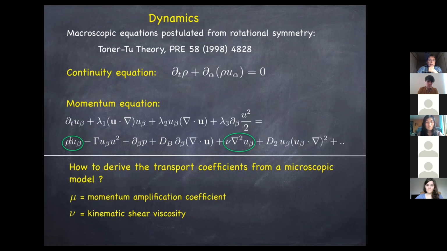This one is just a simple growth term. So the momentum is not conserved. If this prefactor mu is non-zero, it can just grow or go down.